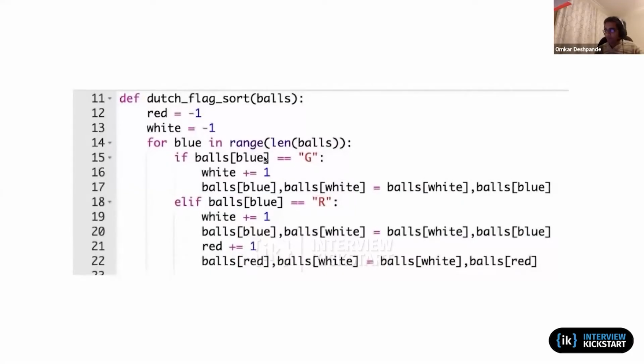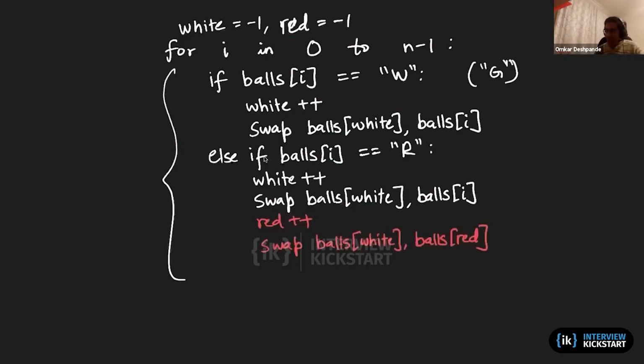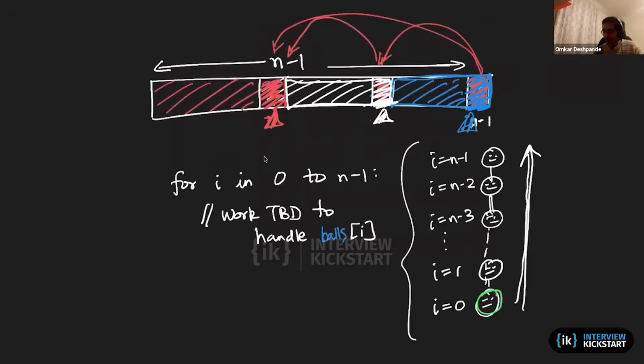So if it's blue, we're not doing anything with it, because it's as if our I pointer is the blue pointer. The blue region is already on the right extreme, so we don't have to do anything. So by leaving it, eventually it'll be at the end.